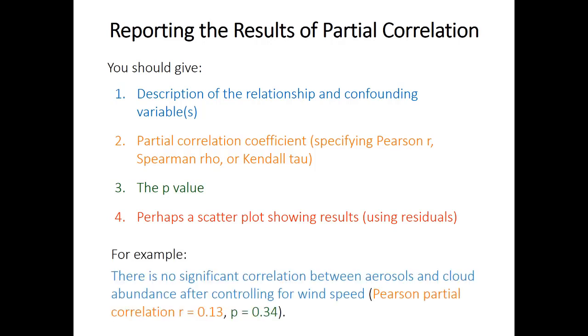So here's an example of how you might phrase this. No significant correlation between aerosols and cloud abundance after controlling for wind speed. That's our confounding variable. We do a Pearson partial correlation. We get some R value and a P value, for example.